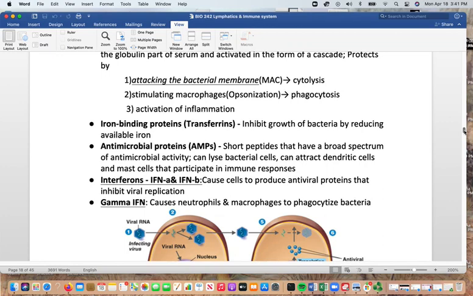So your interferons, interferon alpha and beta, cause cells to produce antiviral proteins to help inhibit viral replication. And then the gamma interferon will cause the neutrophils and macrophages to phagocytize the bacteria.